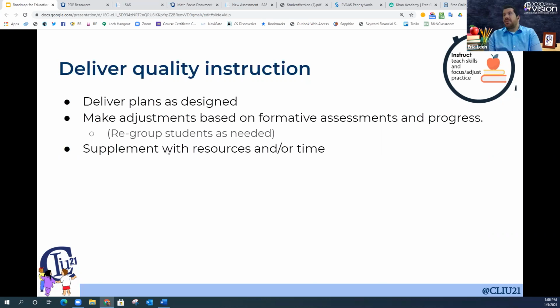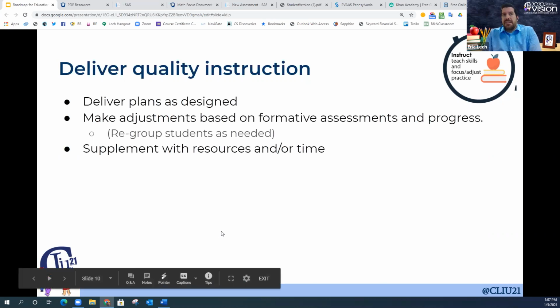As you are delivering that instruction, you're certainly going to be using those formative assessments, those quick check-ins, to see if students are progressing as you expect them to, or if they might need a little additional help, or if maybe you need to make adjustments even in their groups. You start noticing that some students that maybe had struggled on that pre-test are now showing that they're catching up and able to move forward really quickly. You might adjust their grouping in that way. And again, you might find places where you need to supplement with resources or time to help students get to the next level.